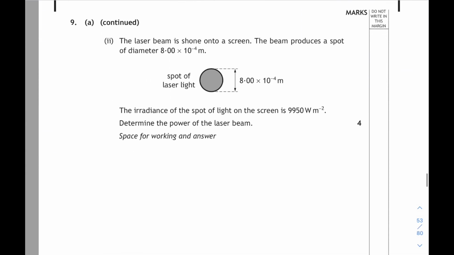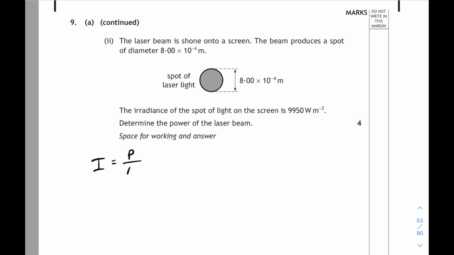Right, moving on. 9, part A continued. This is part 2. The laser beam is shone onto a screen. The beam produces a spot of diameter 8 times 10 to the minus 4 meters. And the irradiance of the spot on the screen is 9,950 watts per square metre. We have to determine the power of the laser beam.